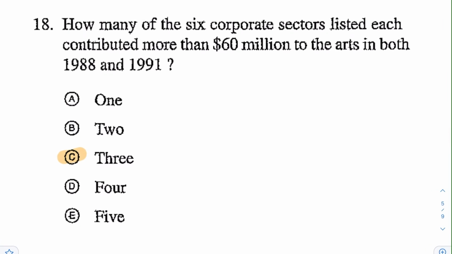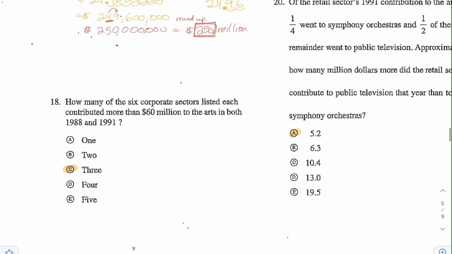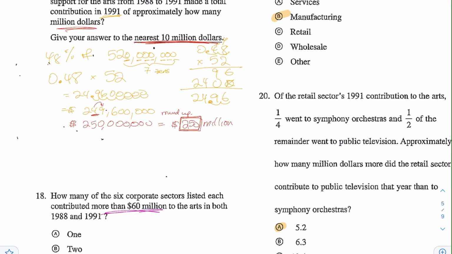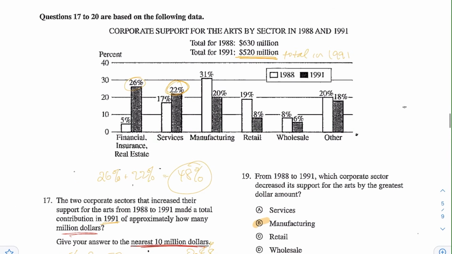Next for number 18. How many of the 6 corporate sectors listed each contributed more than 60 million to the arts in both 1988 and 1991? So you want to figure out how many of these contributed more than 60 million in both years. So more than 60 million is going to be your basis. One thing that you can do to figure out the percentage, because you don't want to take the percentage here for each of these, is figure out what 60 million represents.